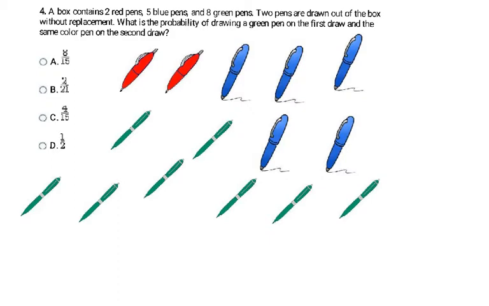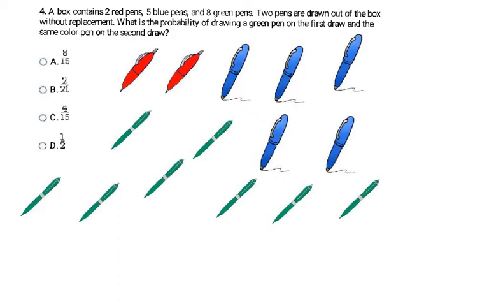So this example says, a box contains 2 red pens, 5 blue pens, and 8 green pens. 2 pens are drawn out of the box without replacement. What is the probability of drawing a green pen on the first draw and the same color pen on the second draw? So without replacement means that I take it out and it stays out. So the number of pens in the box is going to be less the second time around.